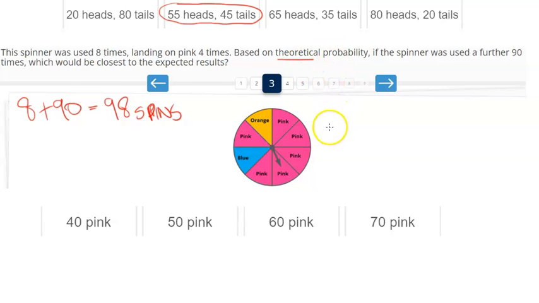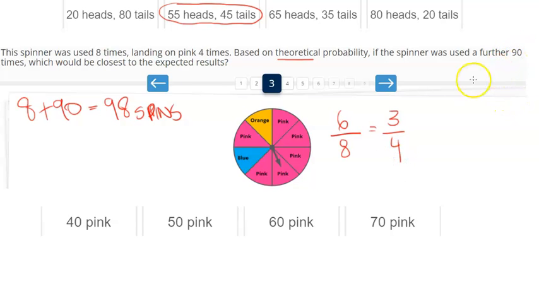Based on theoretical probability, so theoretically speaking, what would you expect the results to be for pink? Because all these answers here are pinks. Now let's see, how many wedges are there all up? 1, 2, 3, 4, 5, 6, 7, 8. And of those 8, how many are pink? 1, 2, 3, 4, 5, 6. So there is a 6 in 8 chance that you'll land on pink, which is a high likelihood. Remember, this simplifies to 3/4 or 75%.